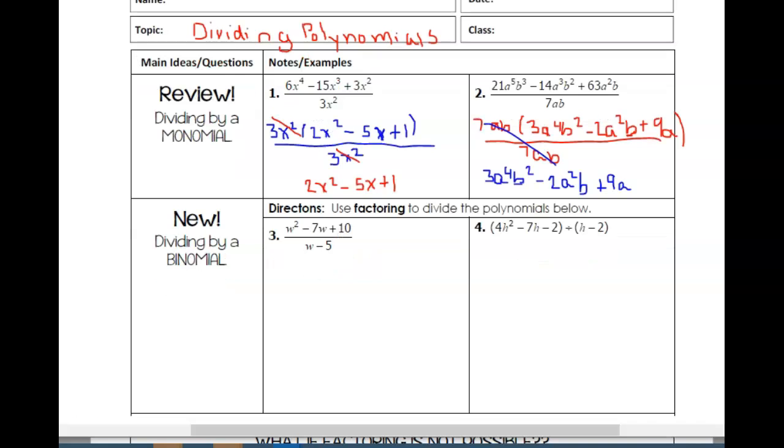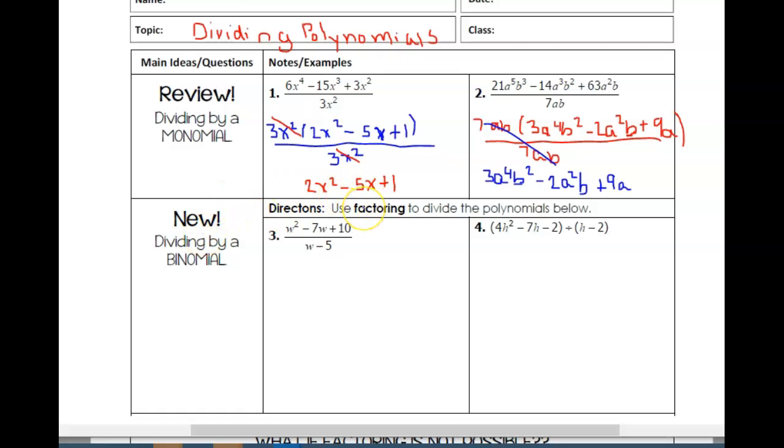All right, guys, check your work. How many of you took a GCF out of the numerator and then canceled that GCF from the denominator? Okay, so the first one we had a GCF of 3x squared. I could cancel that in the denominator. Second one, GCF of 7ab. Cancel that from the denominator. Then I'm left with what's just in the numerator. If you remember your simplifying rational expressions, good job.